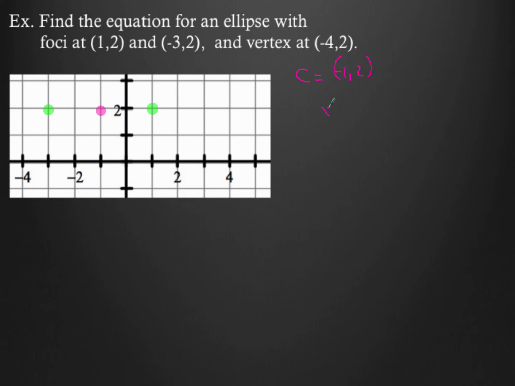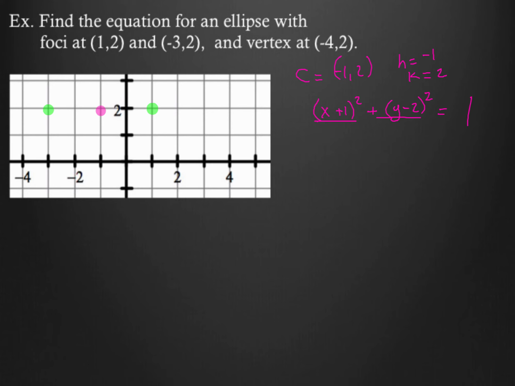I'm going to have x plus 1 squared plus, and then y minus 2 squared, because remember we have to switch that. So our h is -1 and our k value is 2. So when we plug those in, that's what we've got so far. Now I don't know what's in the denominators yet, but we'll figure that out soon.